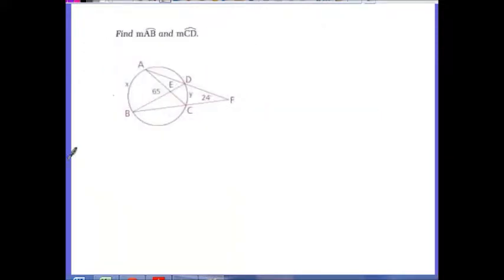Alright, here's our last example, I promise. We have a multi-figure. We want to try and find out what the measure of arc AB and arc CD is. Now, again, this is a multi-figure, so we have a lot of lines in here that aren't going to be used at the same time. Let's see what we can do. Press pause and we'll go from there.